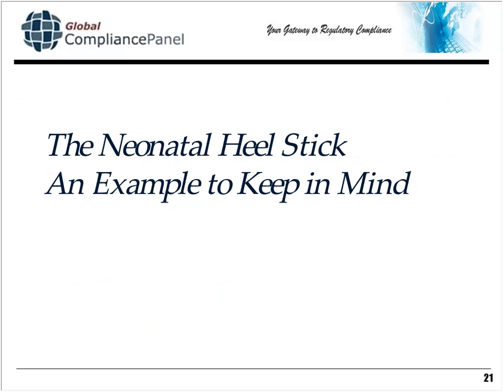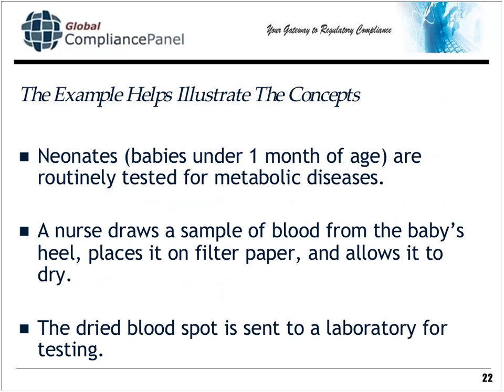Now, we're going to look at an example as we explore this. This example is called the neonatal heel stick. And it's interesting because I'm going to use it as an example to explore 14971 a little bit more. So neonates are babies that are 1 month of age or less, and they're routinely tested for metabolic diseases. And the way the system works is a nurse or a phlebotomist is going to draw a sample of blood from the baby's heel using a lancet, drip it onto filter paper, allow it to dry, and then the dried blood spot goes off to a laboratory for testing. So this is called neonatal screening.